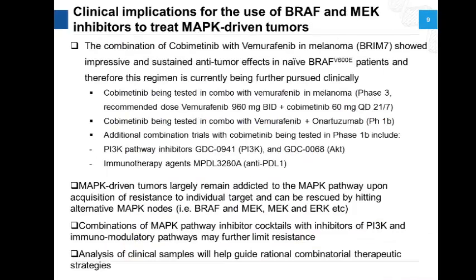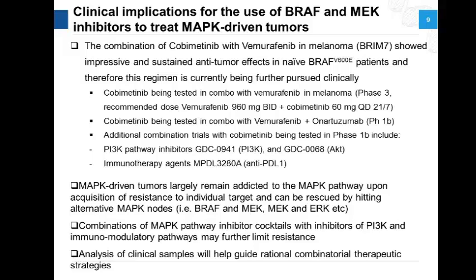The clinical implications based on these data for the use of BRAF and MEK inhibitors in treating MAP kinase-driven tumors are as follows. First of all, the combination of cobimetinib with vemurafenib in melanoma has shown impressive and sustained anti-tumor effects in naive BRAF patients, which makes it currently the preferred regimen to be pursued clinically, and therefore cobimetinib is being tested in combination with vemurafenib in melanoma in a phase 3 trial. Cobimetinib is also being tested in combination with vemurafenib plus MET-MAB, or onartuzumab, in melanoma.